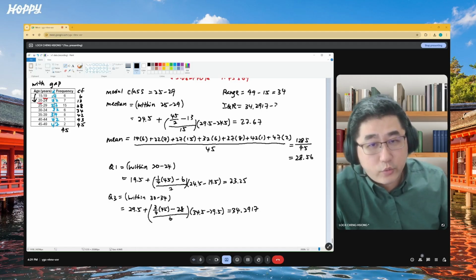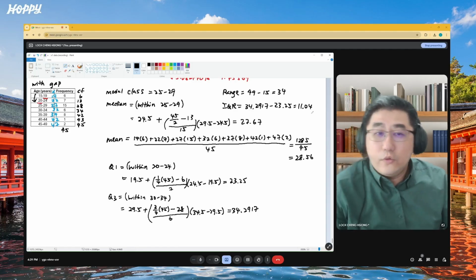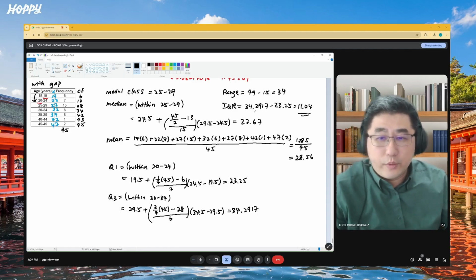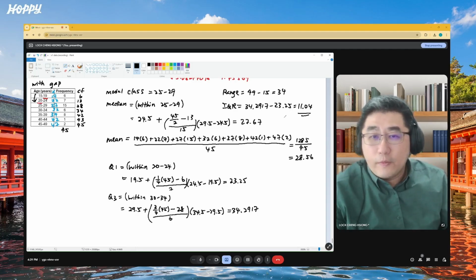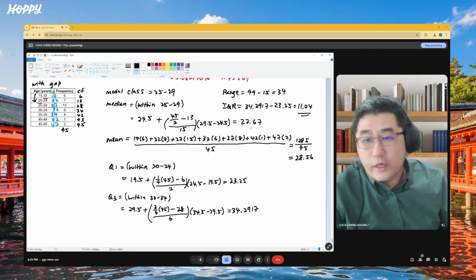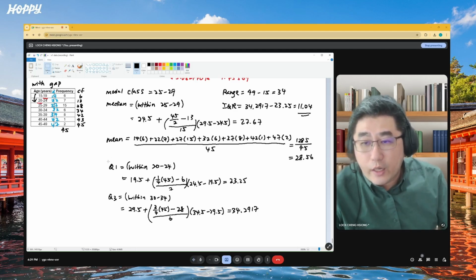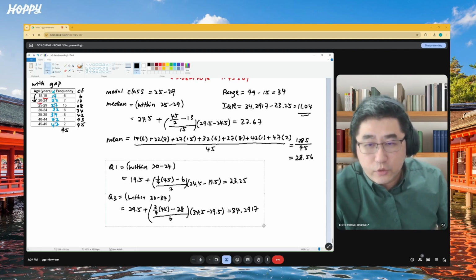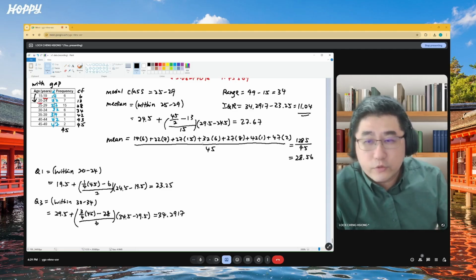34.2917 minus 23.25 gives you 11.04. Okay, so this will be my IQR. In the end, I still need to calculate my variance. Let's see what I get for my variance.